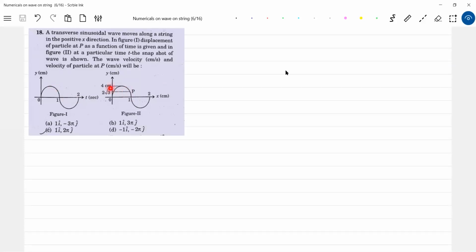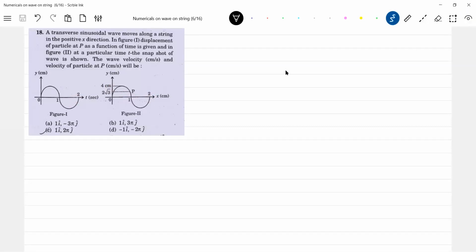What all do we know? Amplitude. What is the time period? 2 seconds is the time period. From the time period, what can we calculate? Omega. And from the yx graph, what can we calculate? The wavelength. Can we calculate the wave speed with the help of this?